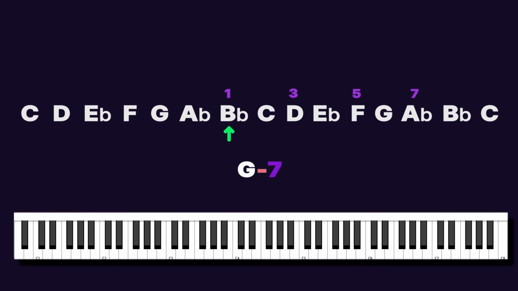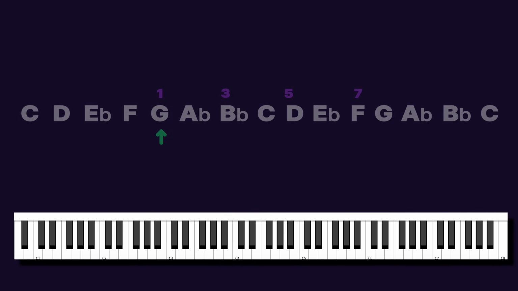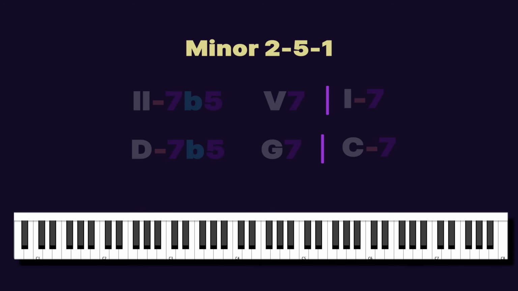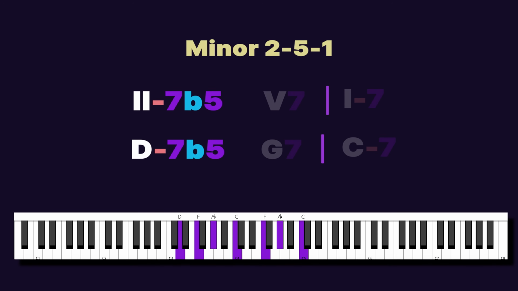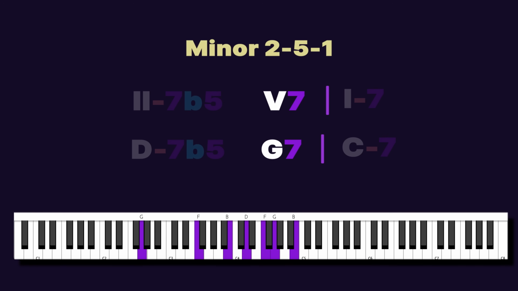Now, even though the 5 chord is a 5 minor 7, when you're doing a 2-5-1 progression, your 5 chord is always a dominant chord. So in our minor key, our 2-5-1 is 2 minor 7 flat 5, 5 dominant 7, to 1 minor 7.